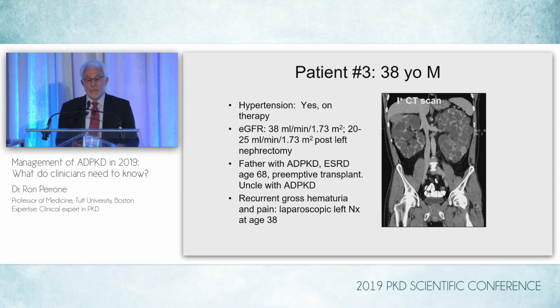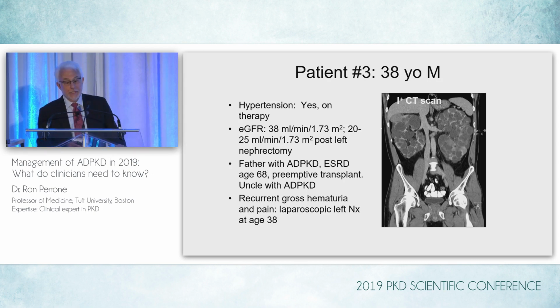Patient number 3 is a 38-year-old male who has hypertension. As you can see in this CT scan, his kidneys were quite large. This was done with iodinated contrast. And you can see very little parenchyma. These kidneys are mostly cysts. Here's evidence of cyst hemorrhage.